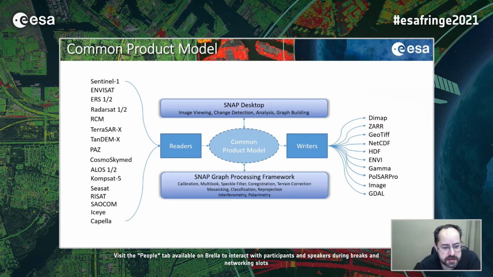And one of the main things that the toolbox provides is a common product model that takes any of those missions, abstracts the data, puts it into a common format, and then has all the processors and analysis tools work on just that common format in a standard way.